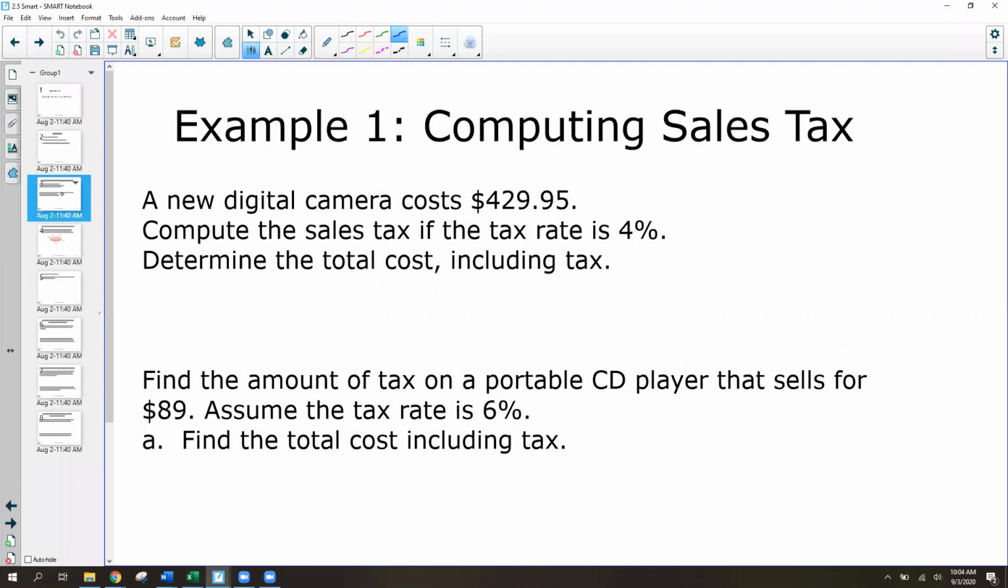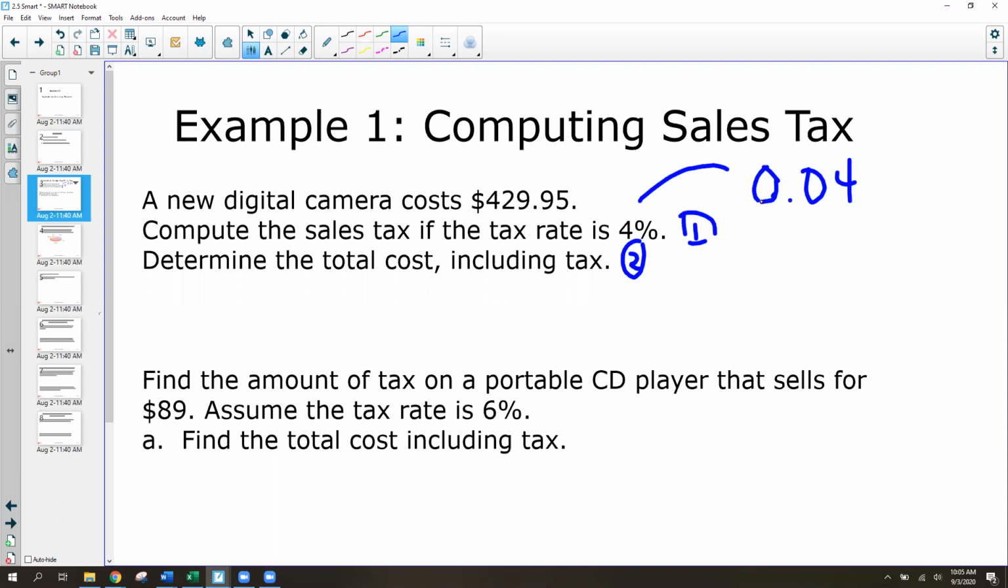So the first set of questions is about tax rate, computing sales tax. So you're buying a digital camera, it costs $429.95. Compute the sales tax if the tax rate is 4%. Determine the total cost including tax. So there's actually two questions in here. So be careful when you see this in ALEKS, they're asking for two different numbers. Compute the sales tax if the tax rate is 4%. Remember that 4% as a decimal is 0.04.